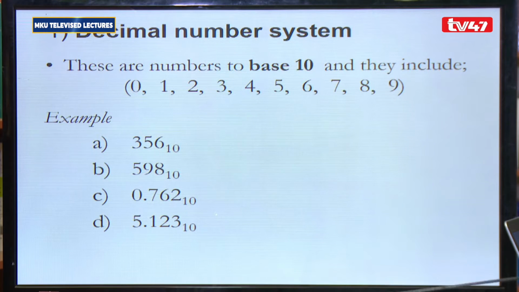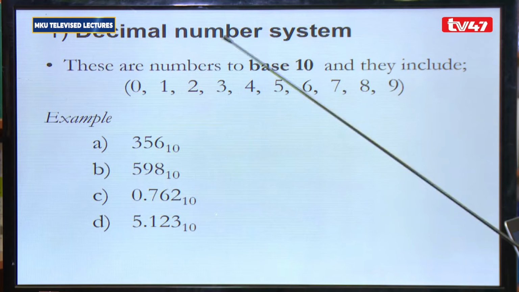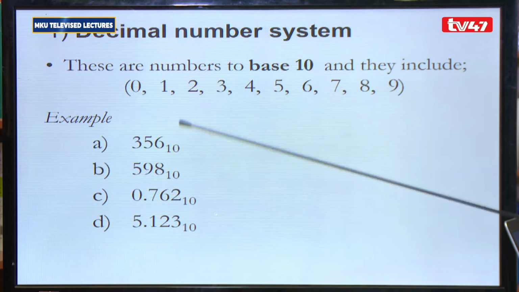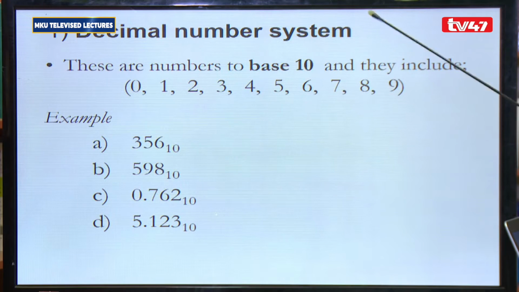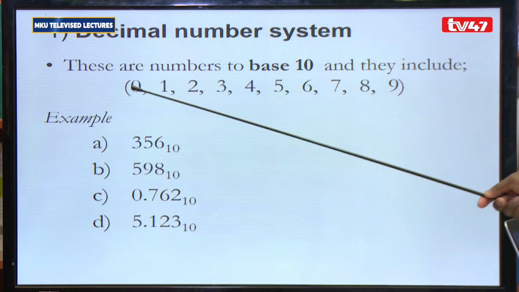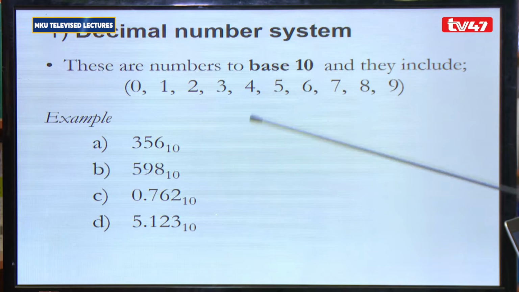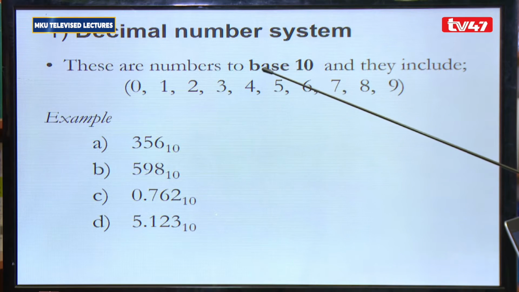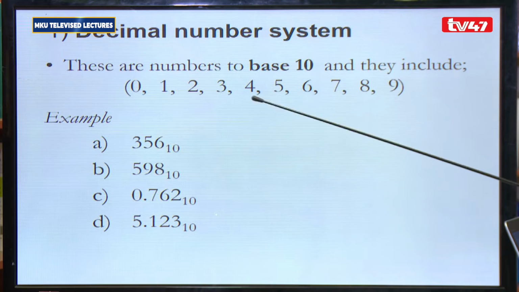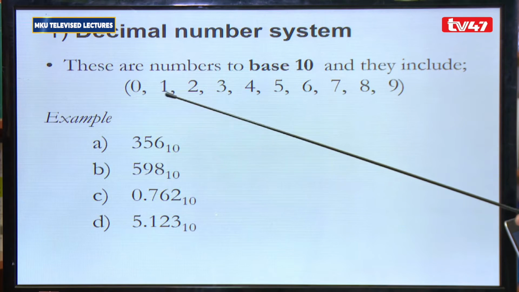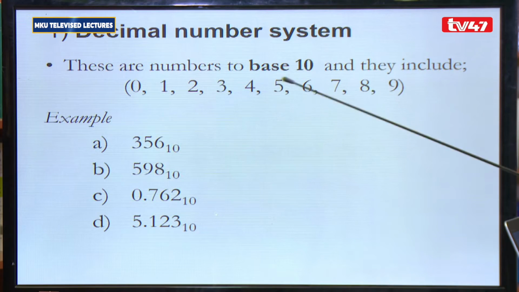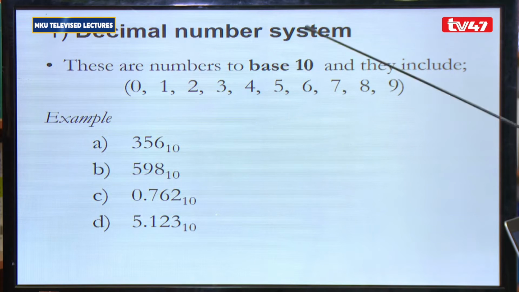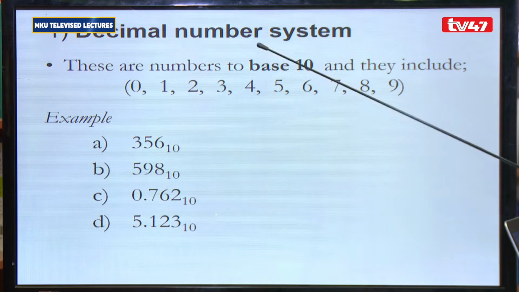So the decimal numbering system are numbers to base 10. We have said this is the language of human beings. We count numbers from 0 to 9, a total of 10 numbers. That's why we refer to them as numbers to base 10. So any number that you can form out of these 10 numbers from 0 to 9, so long as it is under base 10, qualifies to be a decimal number.